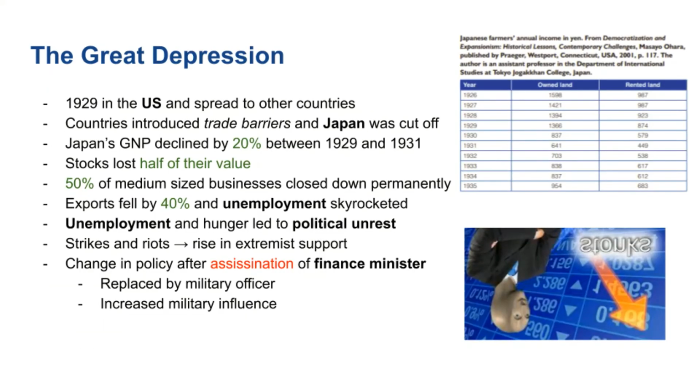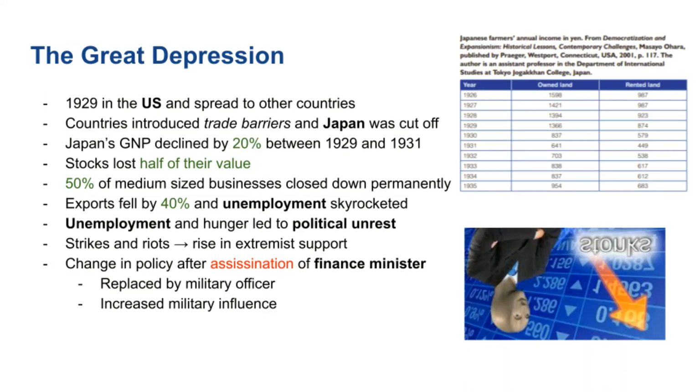The Great Depression occurred in 1929 in the US and spread to other countries throughout the world. These countries would then introduce trade barriers, and Japan was essentially cut off from really important resources. Japan's GNP declined by 20% between 1929 and 1931, and stocks in Japan lost half of their value. Furthermore, 50% of medium-sized businesses closed down permanently. Exports also fell by 40% and unemployment skyrocketed.